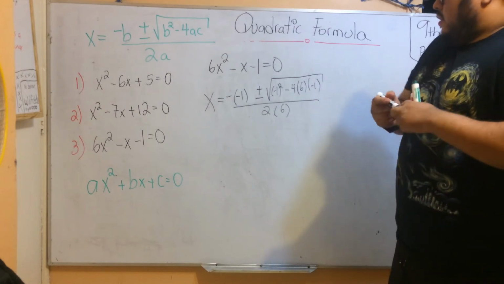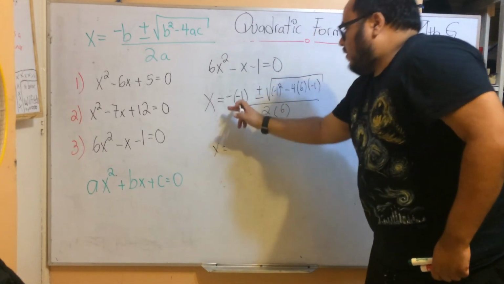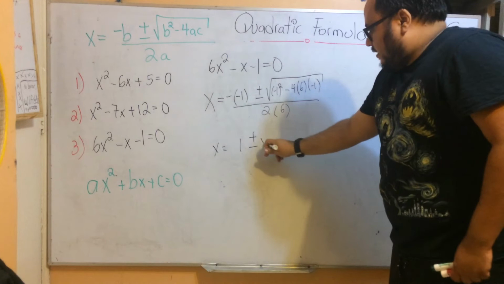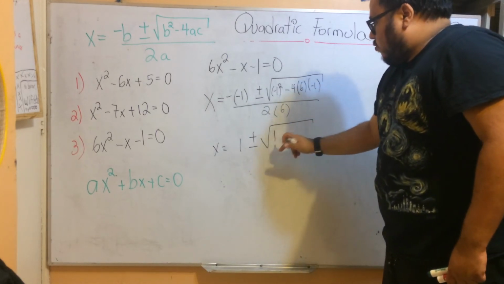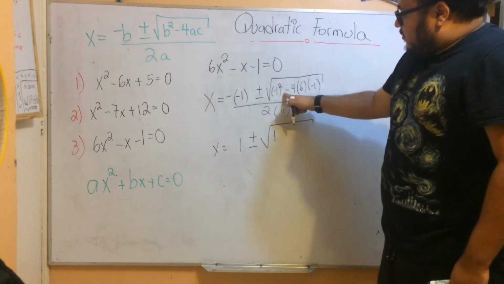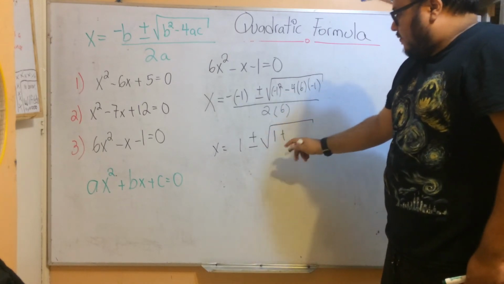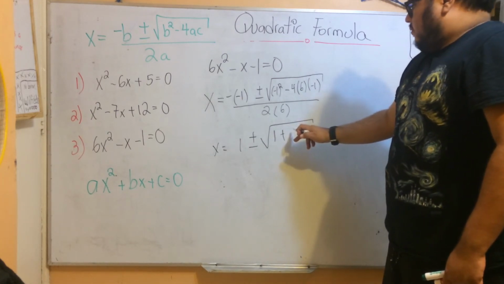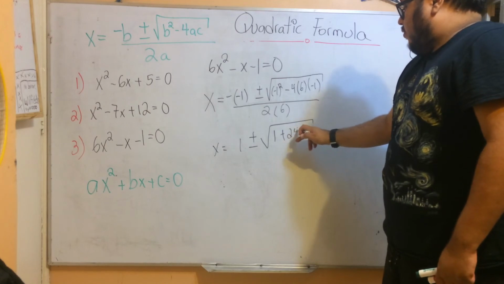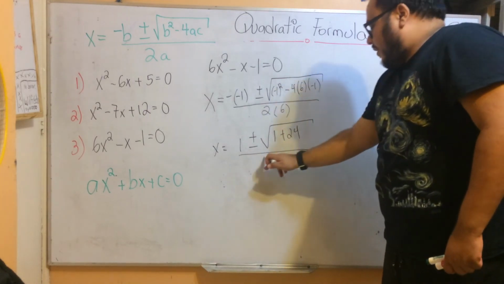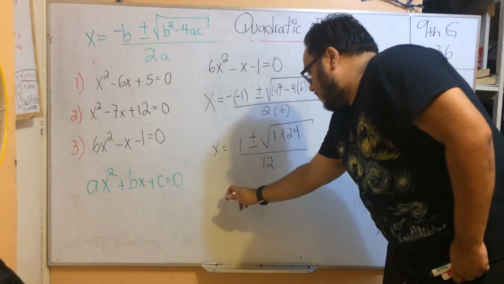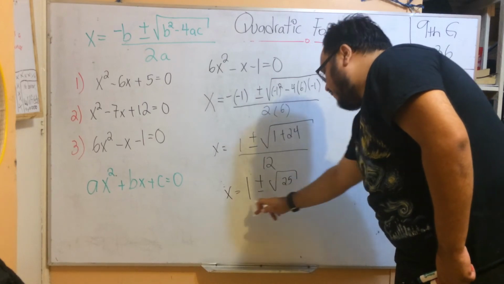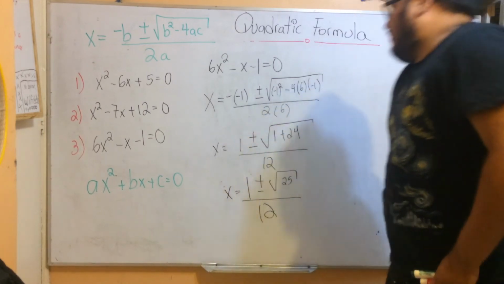Okay, so let's continue to solve. Here we have 1 plus or minus the square root, and inside the square root is 1 squared, 1, but look at this negative. This negative is going to clash with this one and it's going to be positive. So 4 times 6, 24, plus 1, 25. Sorry, 24 was the product. Then we have divided by 12. So that means we have 1 plus or minus the square root of 25, which is 5, divided by 12.